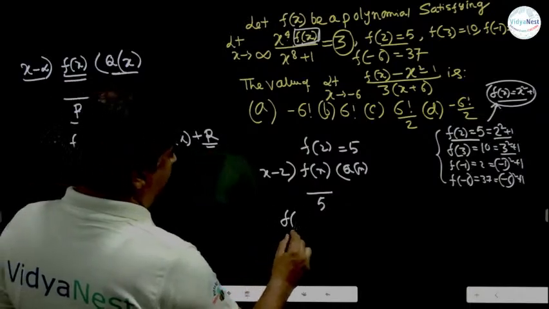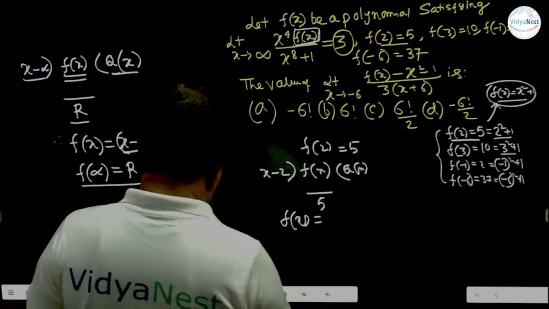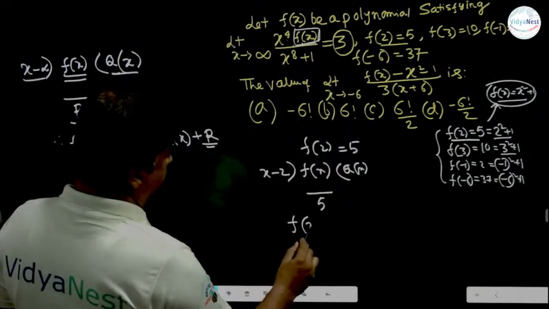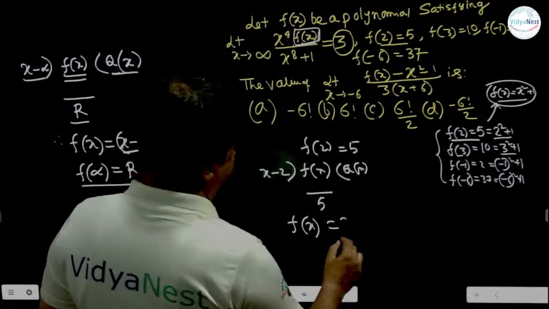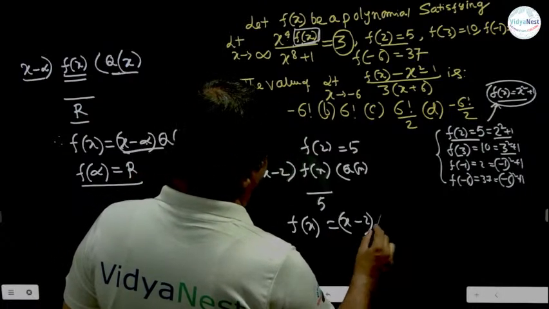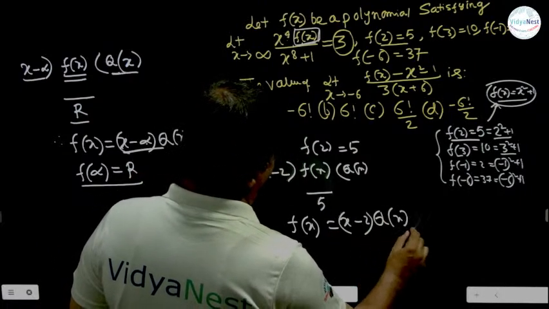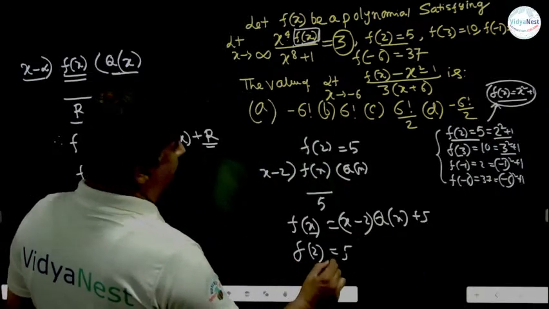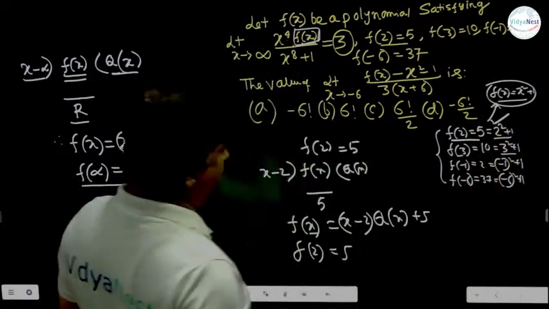So once you get f(x) is equal to (x minus 2) into q(x) plus 5, and if you put x is equal to 2, you will get that f(2) is equal to 5. Yes or no?